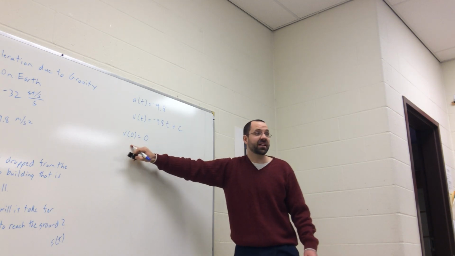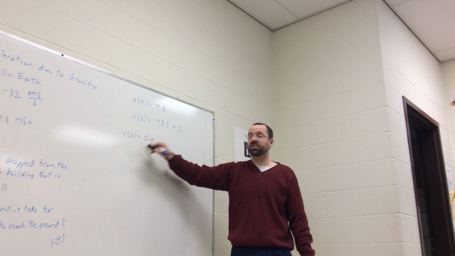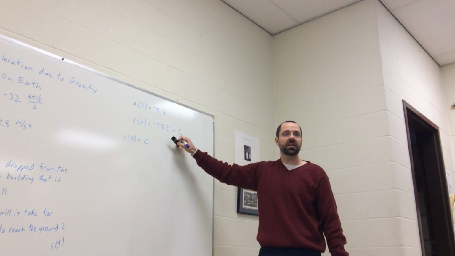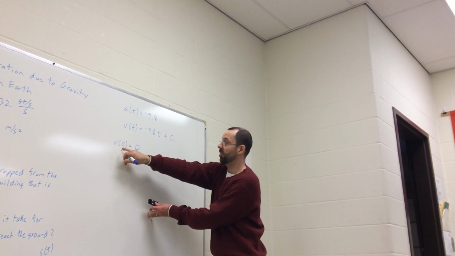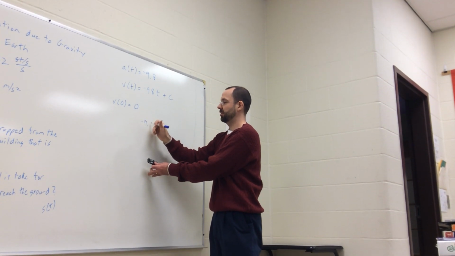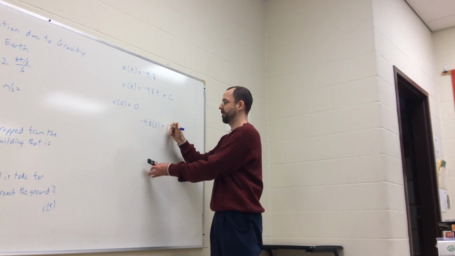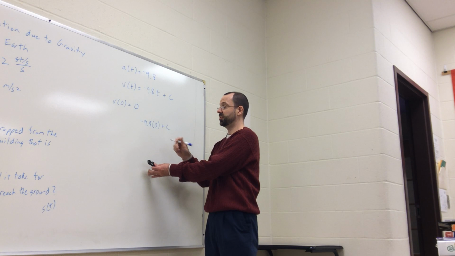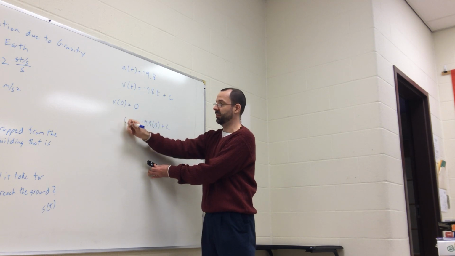All right, so anyway, we can use this piece of information to figure out what this c is. So we know that if we put a 0 in for t, this is supposed to spit out a velocity of 0.